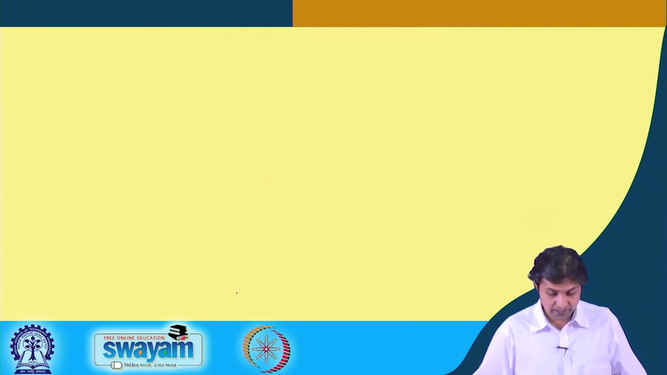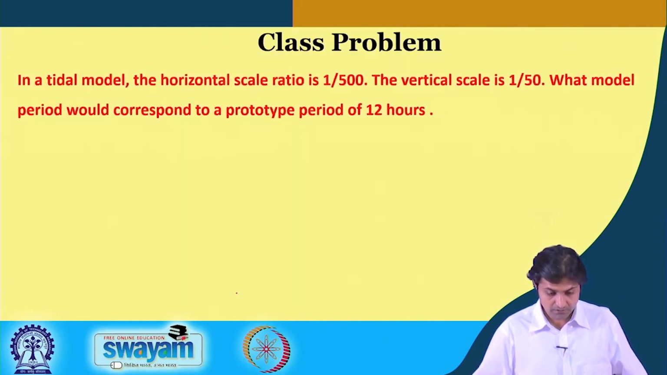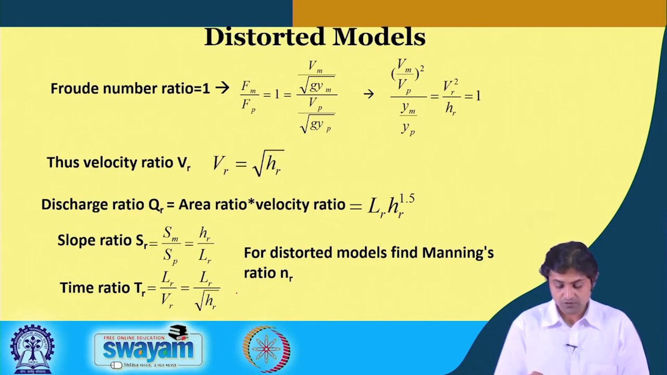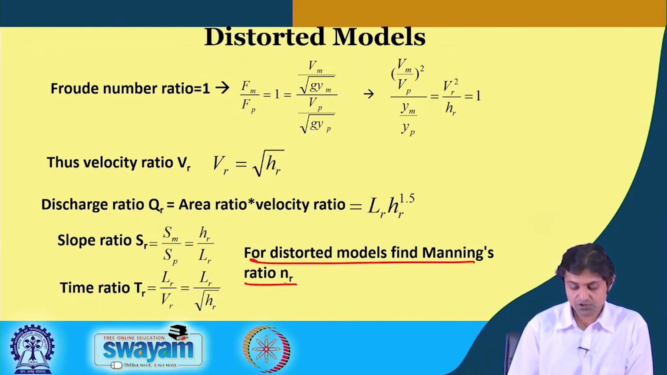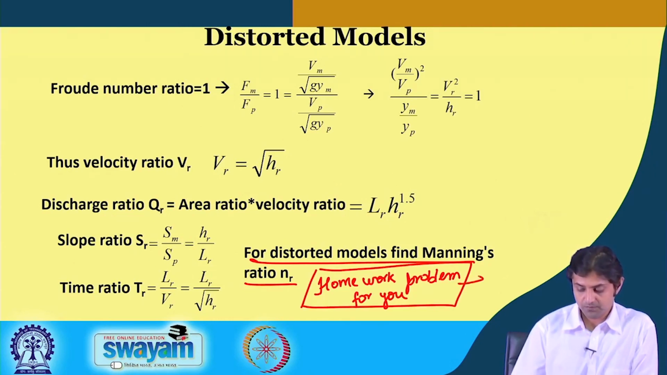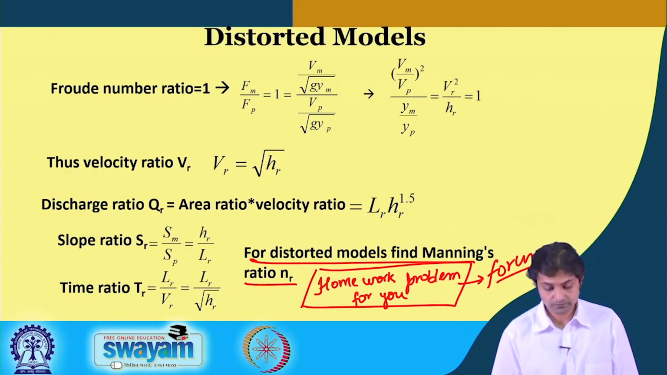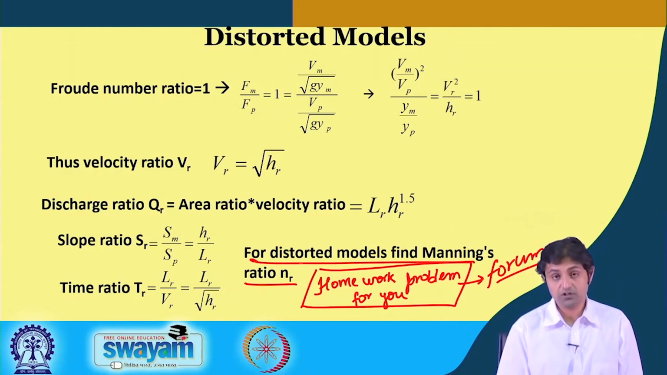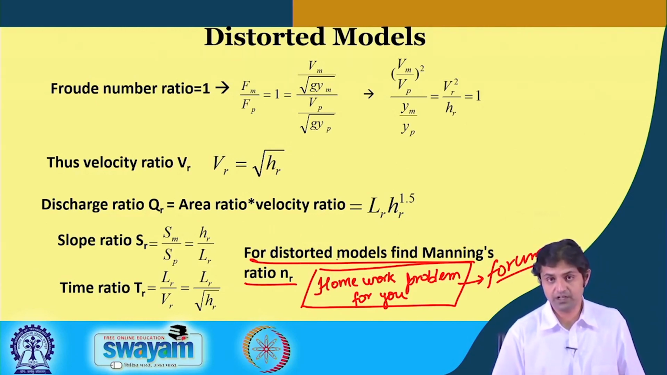So, for distorted models find Manning's ratio NR. This is a homework problem for you. So, you can find and post your solutions in the forum. All right. For distorted models only you have to find the Manning's ratio. It's very simple. If you know the Manning's number formula, you will just look it up.